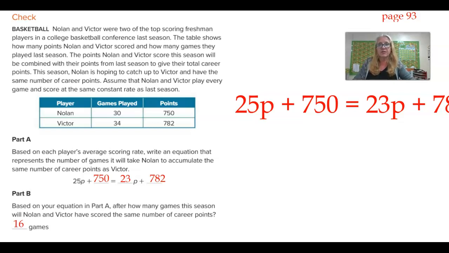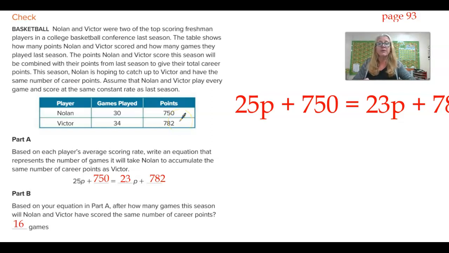The points Nolan and Victor scored this season will be combined with their points from last season to give their total career points. This season, Nolan is hoping to catch up to Victor and have the same number of career points. Assume that Nolan and Victor play every game and score at the same constant rate as last season. So here we have our table. We have Nolan played 30 games and scored 750 points. Victor played 34 games and scored 782 points.